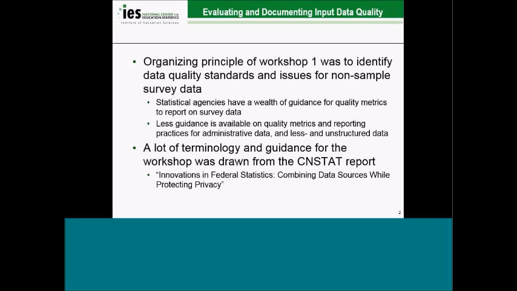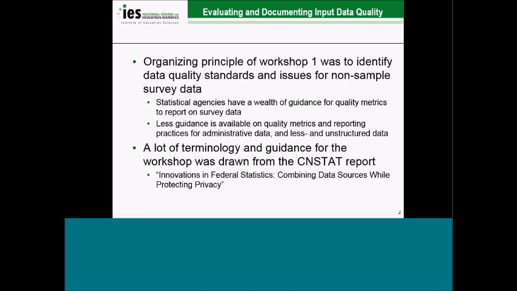One of the things that helped us organize these workshops was actually a paper that was developed by CN staff. So I want to put a plug in for that report here this morning. It's called Innovations in Federal Statistics, Combining Data Sources While Protecting Privacy. It's free of charge at the National Academies, so please download the report if you haven't already done so. It has a compendium report along with it.